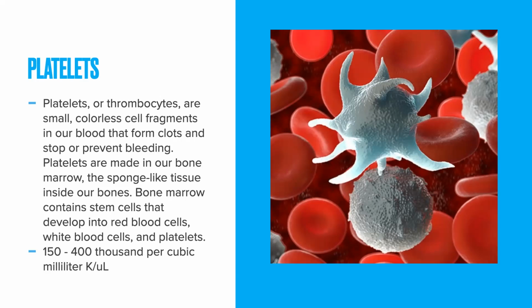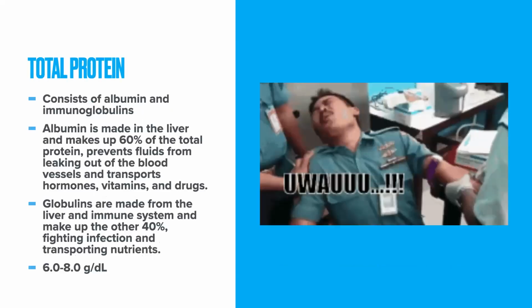And right now there are a lot of studies and other treatments for different types of disease processes where stem cell therapy, or stem cell research, is being done to be able to treat whatever is going on. Platelets are approximately 150 to 400,000 per cubic milliliter. And that's how it's measured whenever you're looking at lab values.